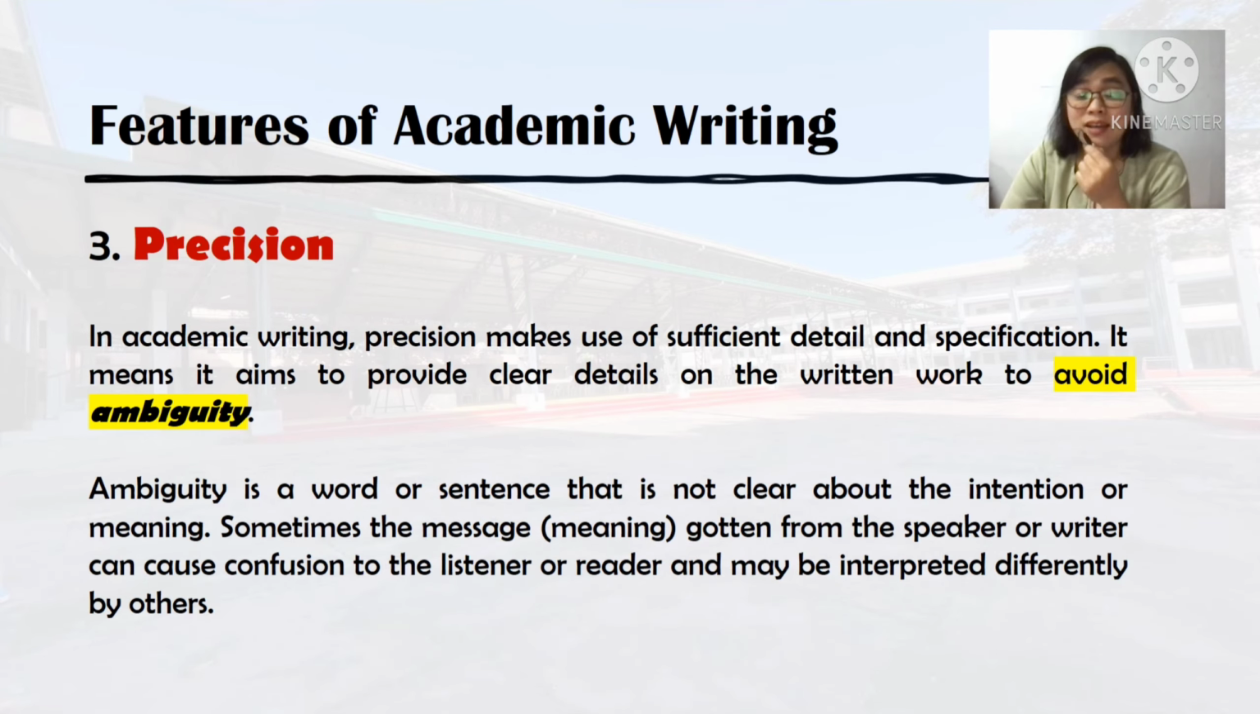The third feature of academic writing is precision. In academic writing, it is very important that it is precise. You have to make sure that there is sufficient information to avoid ambiguity. Ambiguity is a word or sentence that is not clear about the intention or meaning. Of course, we don't want to be misinterpreted or misunderstood, right? Since there are different interpretations from different listeners, it is very important that in academic writing, it is precise.